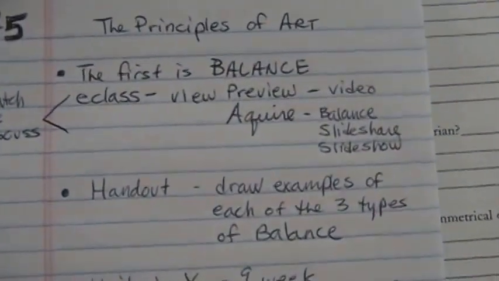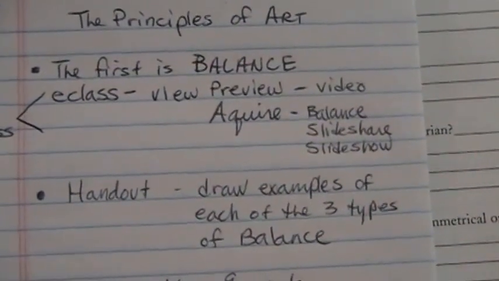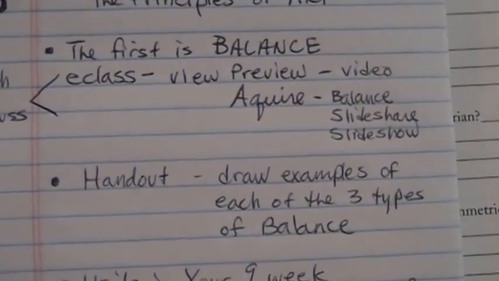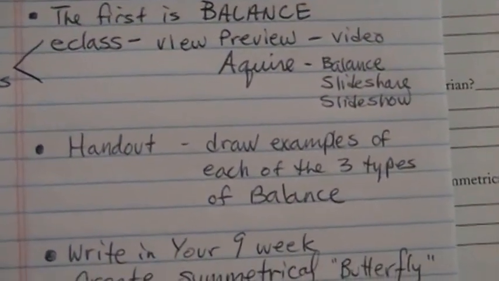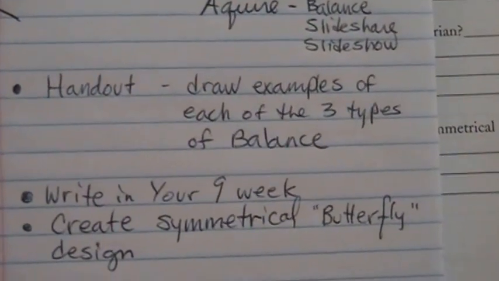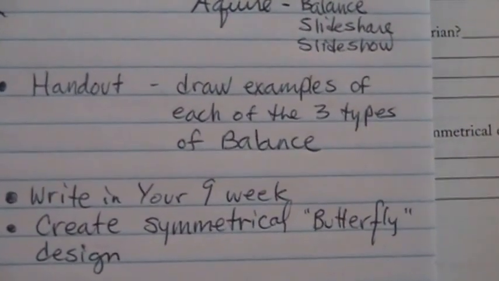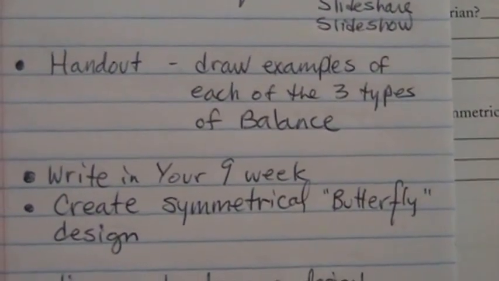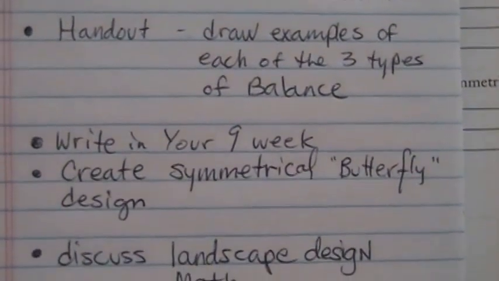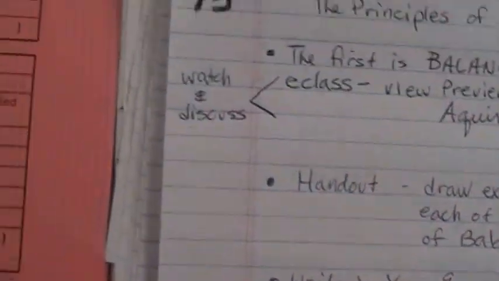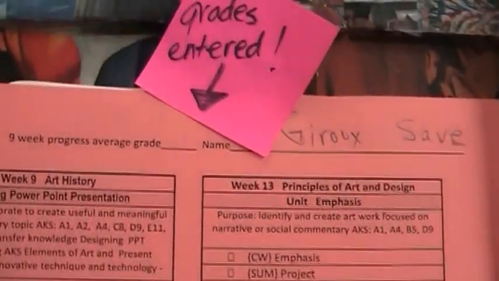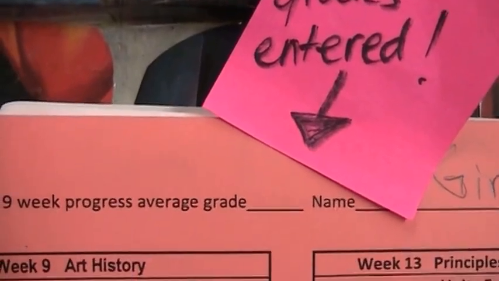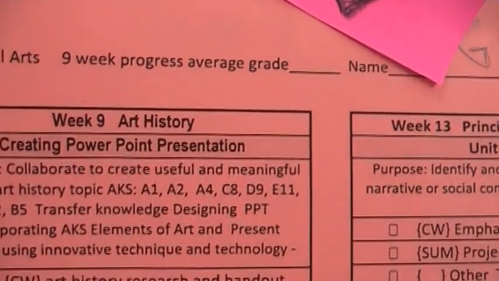We went to our eClass page and did the preview and acquire. We watched the videos on both of those, which I'm going to show you in just a moment, and had discussion on the examples on the board. We did a handout, which I'm going to show you in just a moment, and students showed me that they understood the 3 types of balance, and we're saving that in our portfolios. Then we went over to our progress tracker, and I gave them each their 9-week grade, which they placed at the top of the second page of the progress tracker.